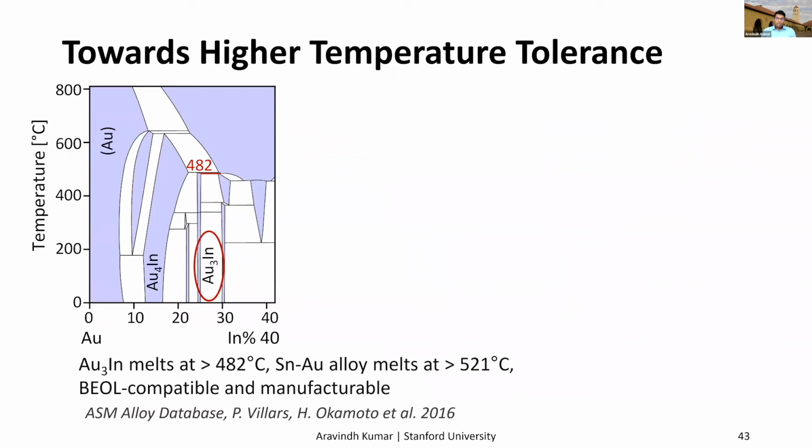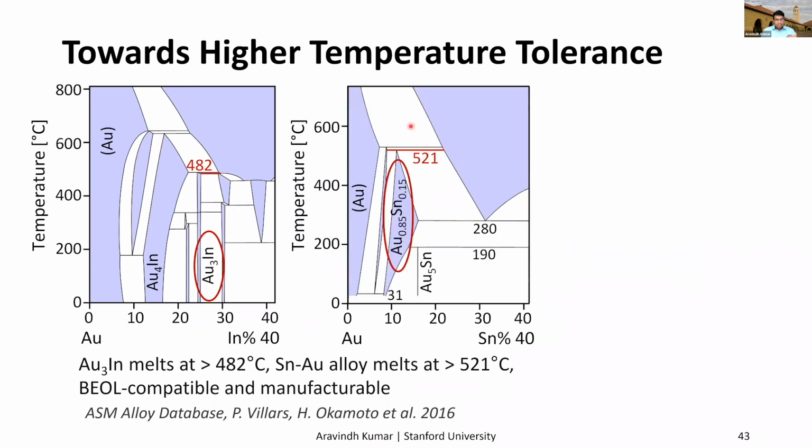To understand the properties of these identified alloys, we look at the phase diagrams of the indium gold and tin gold systems. And the Au3In here is expected to remain solid up to 482 Celsius. And in the case of tin, the alloy should be solid up to 521 Celsius. So these alloys should remain stable and solid at 450 Celsius, which makes them back end of the line compatible and manufacturable.